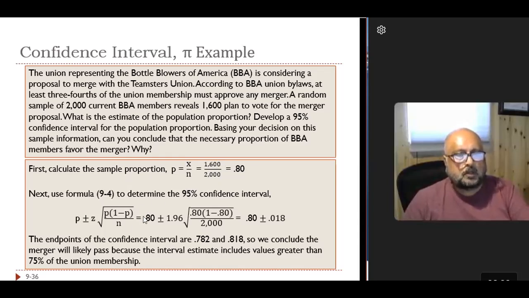0.80. So we're going to use the formula to find the 95% confidence interval, which gives us 0.80 plus or minus 0.018. So when we solve this, we get two endpoints here, 0.782 and 0.818. And we know that we are looking for at least 3/4 majority, and 75% falls within this range. So yes, we do have a majority to approve the merger. So that's how we use the sample proportion in statistics.